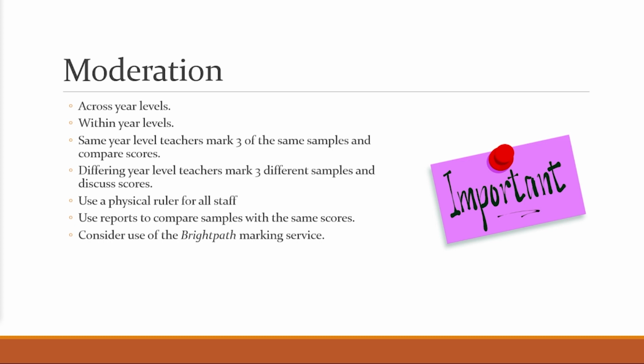Have some year level teachers mark 3 of the same samples and compare scores. Have differing year level teachers mark 3 different samples and discuss scores. Use the physical ruler. It's so important. Use reports to compare samples with the same scores. And consider use of the Brightpath marking service. With that service, our expert markers will mark and provide feedback. So, we certainly don't want you to be incurring extra expense. There's much that you can be doing to check the marking within your own school, but occasionally you might like an external point of reference.